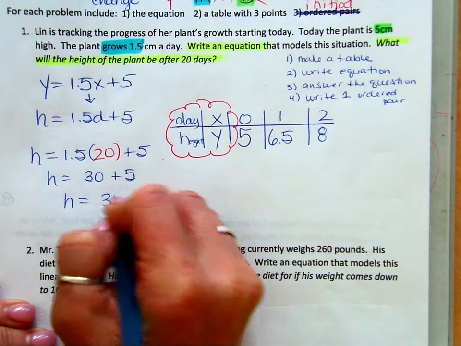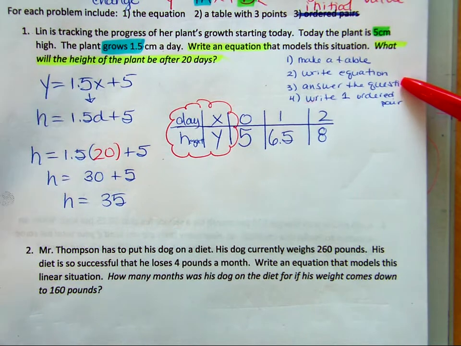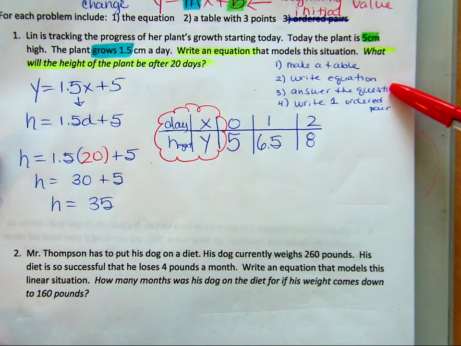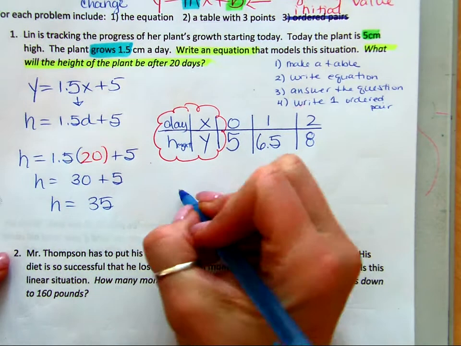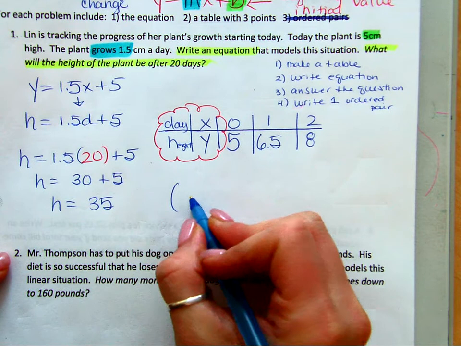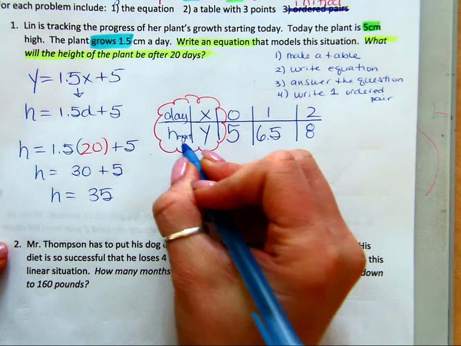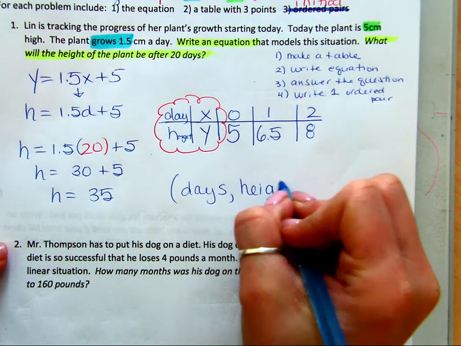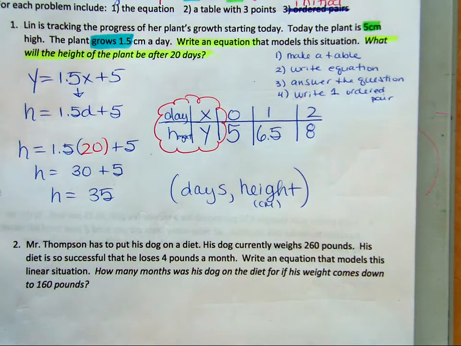Okay, so stop, because I'm still not done. I just answered the question. It's going to be 35. Write an ordered pair. What does she mean by that? Well, if we were to go graph it, instead of writing x comma y, what is x? The days. What is y? Height. So if I asked you to write an ordered pair to summarize all of this, what would it be?